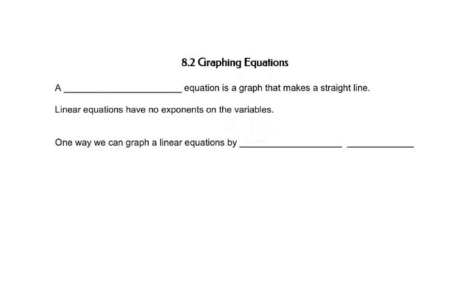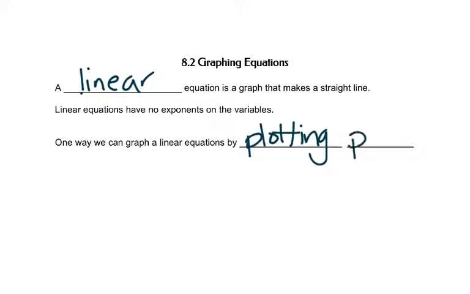In this section, we'll look more at graphing equations. A linear equation is an equation that makes a straight line when you graph it. Linear equations have no exponents on either variable, either x or y. One way we can graph a linear equation is by plotting points. And we did a little bit of this in the last example in 8.1.